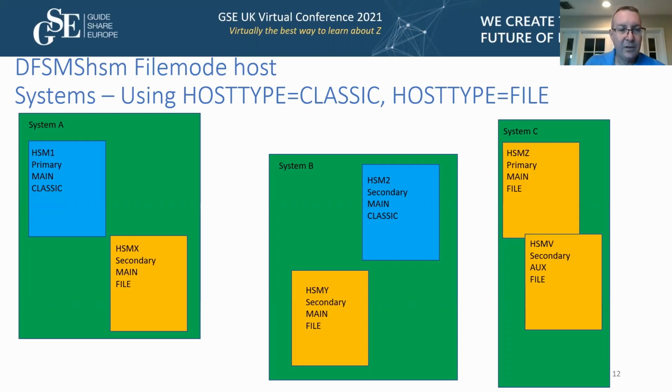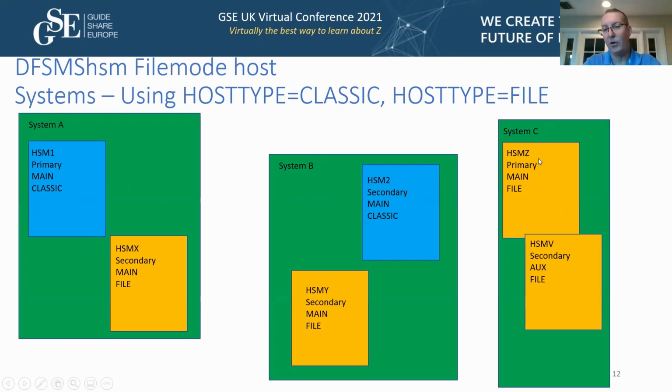So after they implemented it, they said host type equals classic. So this is on the proclib startup member for the HSM. So here's host ID 1 and host ID 2, and originally it was a primary. On this system they had a main, or each one was just a main, and implemented it as a classic.